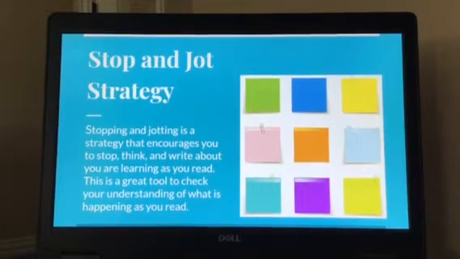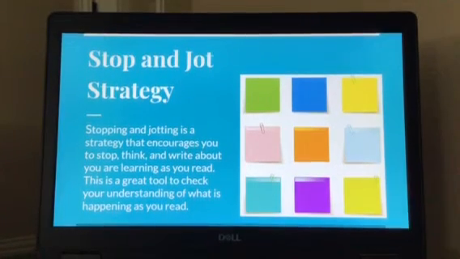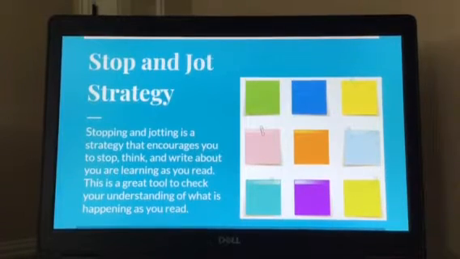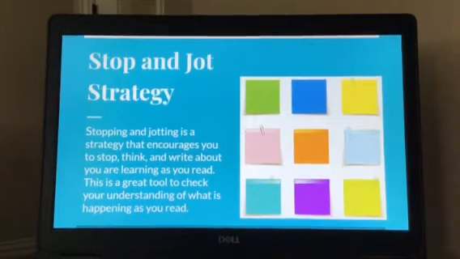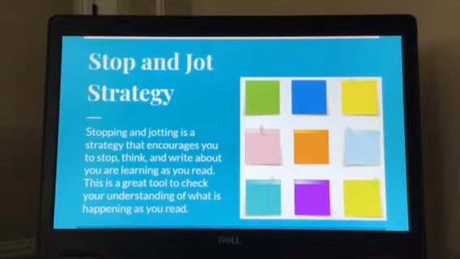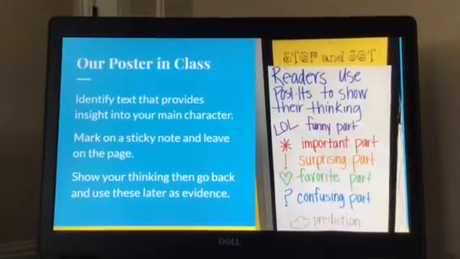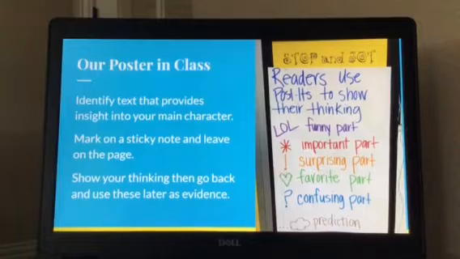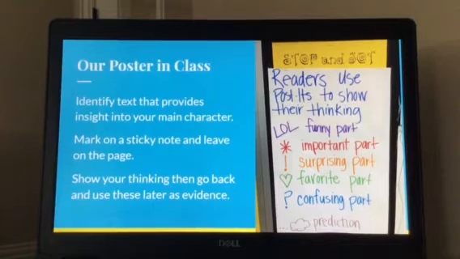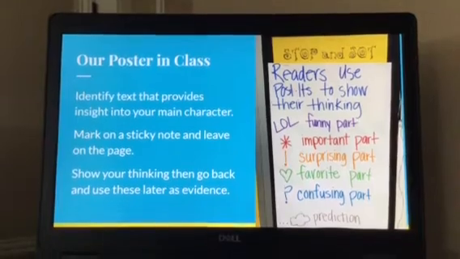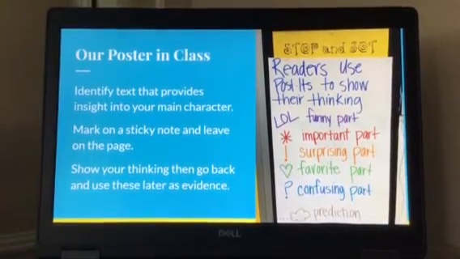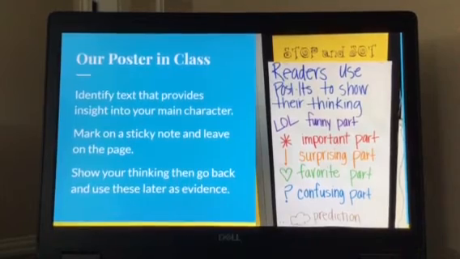We will use the stop and jot strategy. Stopping and jotting is a strategy encouraging you to stop, think, and write about what you're learning as you read. This is a great tool to check your understanding. The poster in our class is on the right-hand side. We identify text that provides insight into the main character. Mark on a sticky note and leave it on the page. If you don't have a sticky note, you can use index cards or scraps of paper. Show your thinking and then go back and use these later.